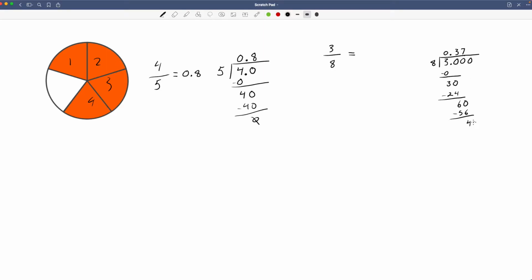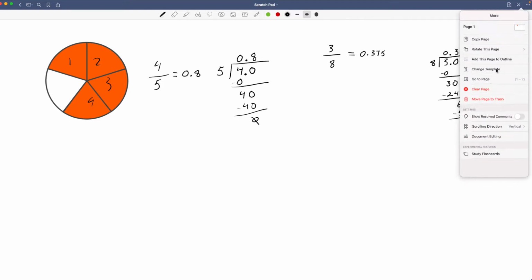I bring down that other 0. 8 goes into 40 5 times. 5 times 8 is 40. And now I have no remainder. So 3/8 is the same as the decimal 375 thousandths. Isn't that neat? So you can easily turn a fraction into a decimal if you need to by dividing the numerator by the denominator. So let's look at another practice problem.